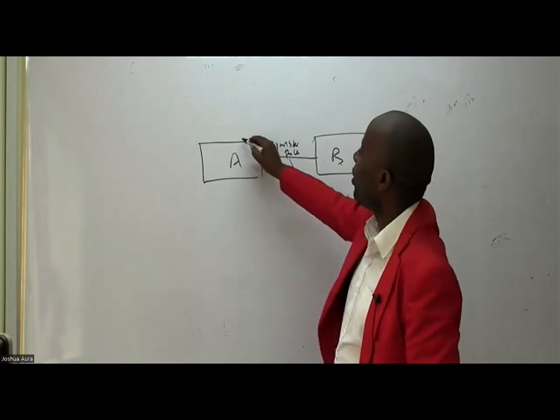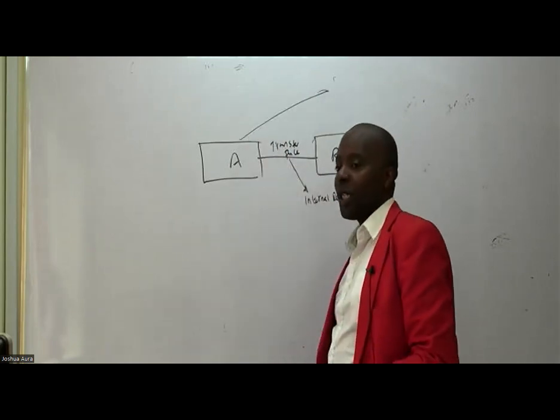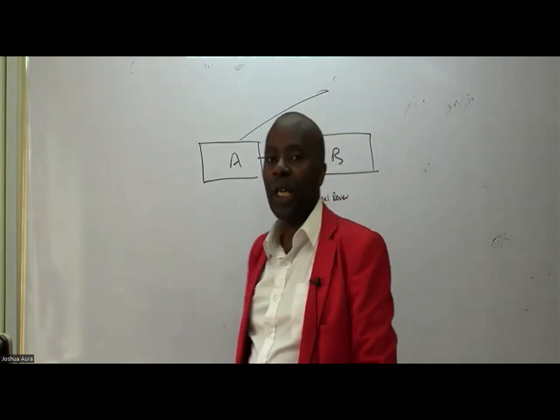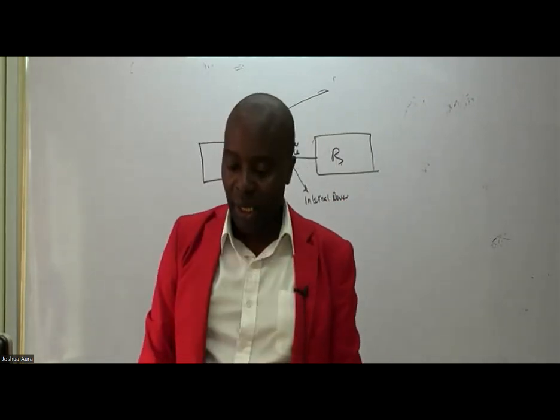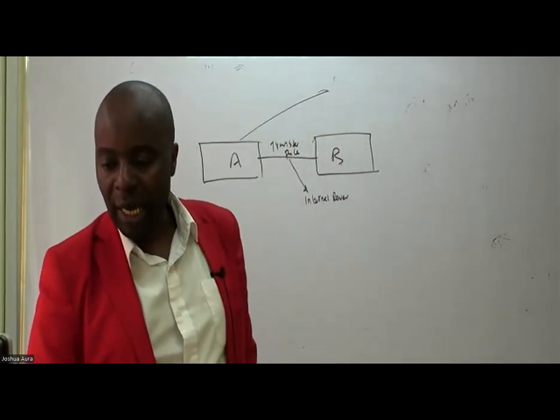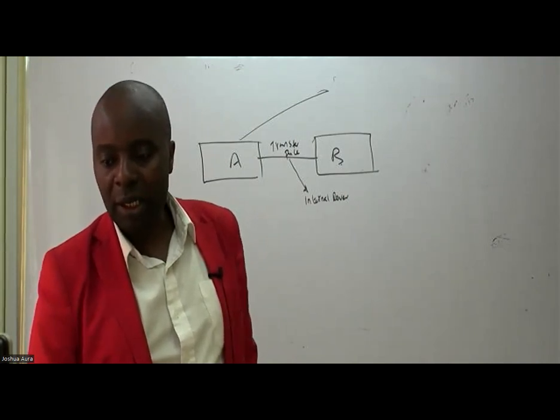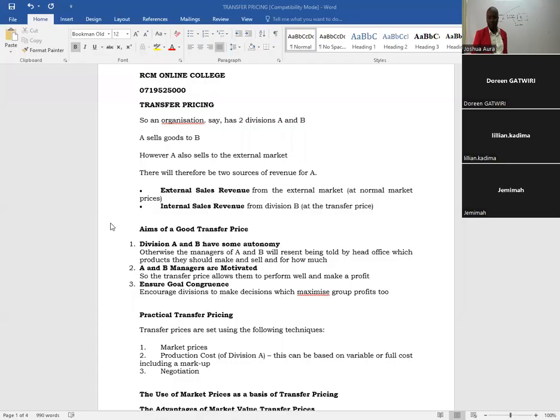And then we are told that A also has a market outside there. It's able to sell to external customers directly. Now listen to me very well. I'm repeating again that there will be two sources of revenue for A. We have external sales revenue from the external market at normal prices, and internal sales revenue from division B at the transfer price.